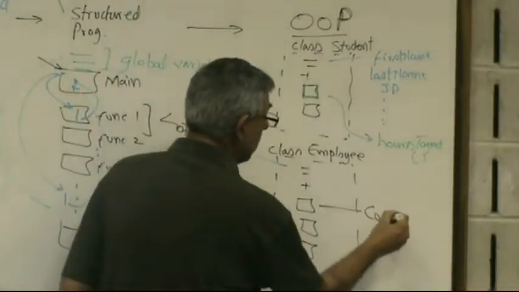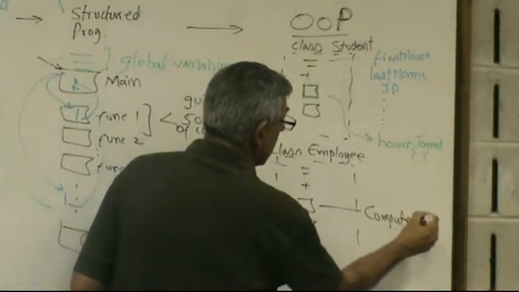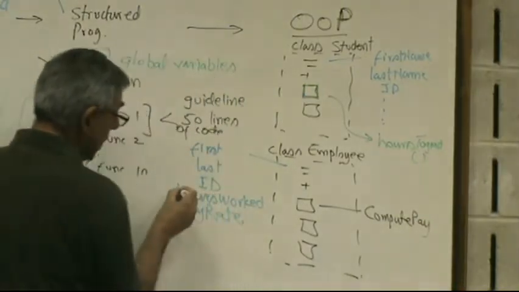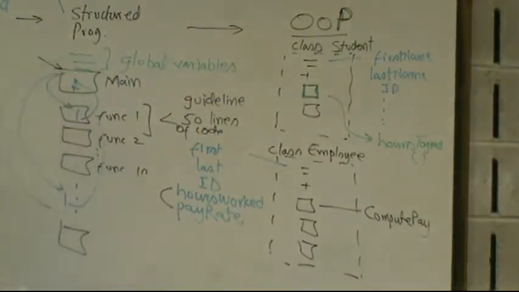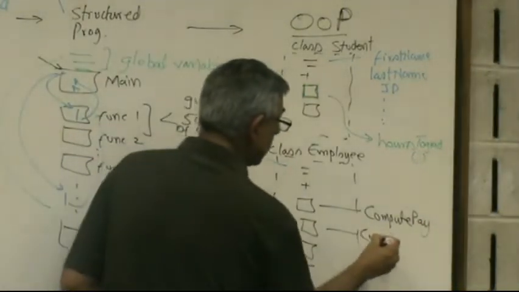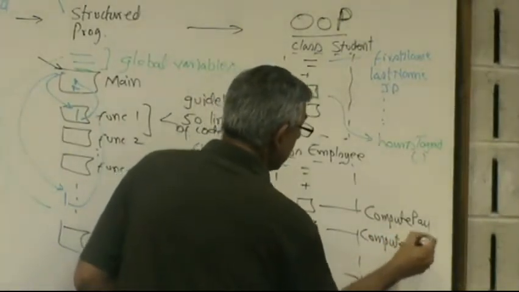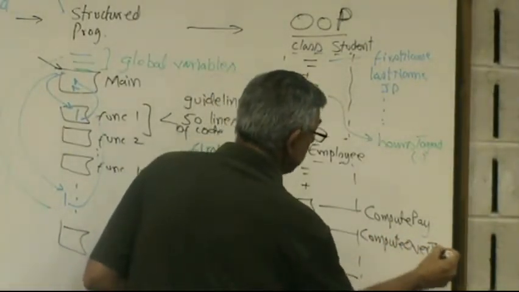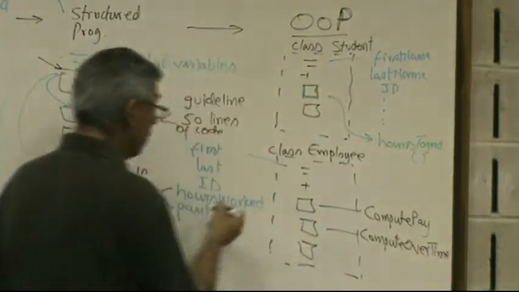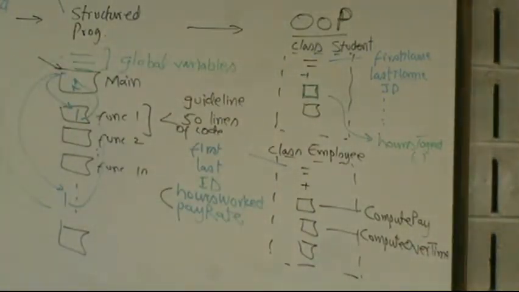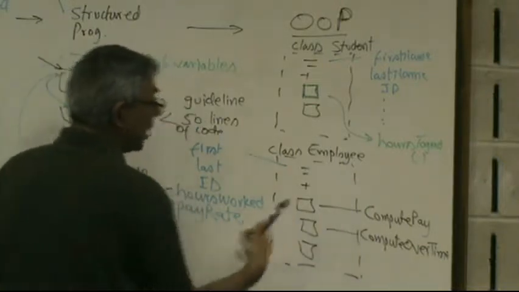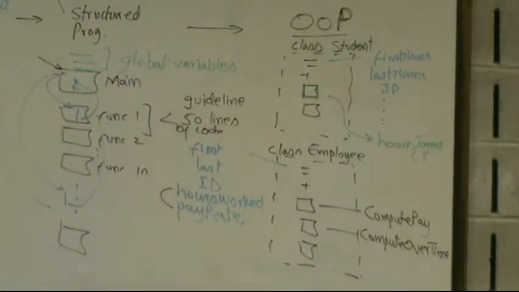One function might be compute pay, and it may simply multiply the hours worked with the pay rate. One of the functions may be compute overtime. So if somebody works above 40 hours, maybe we pay time and a half. So whatever that formula is, we'll apply it over here and return that answer, right?